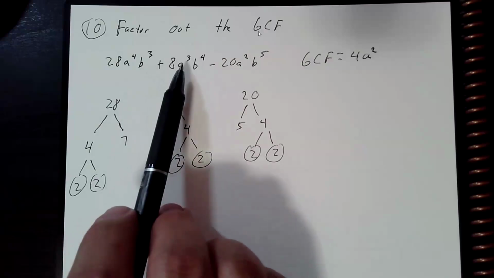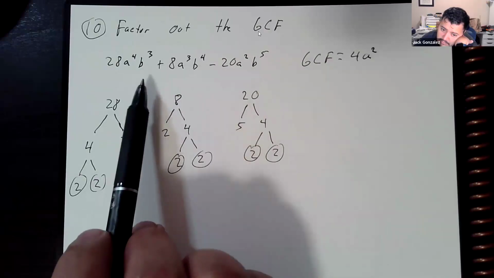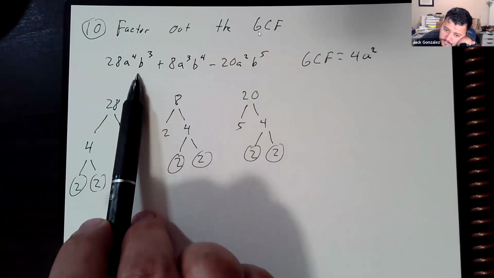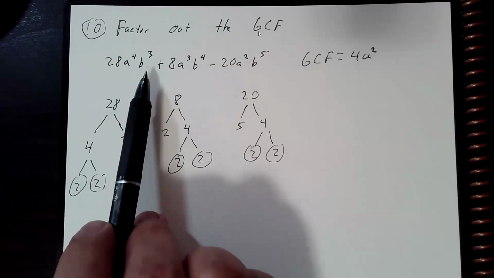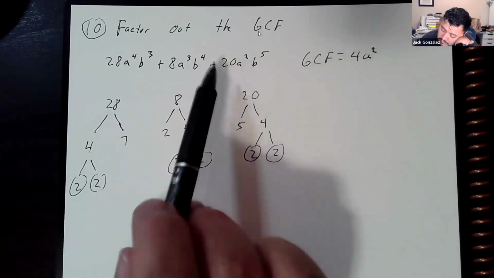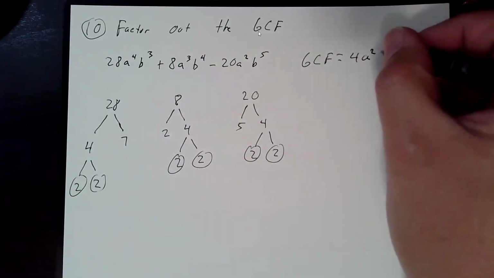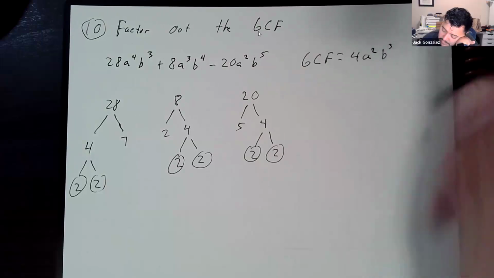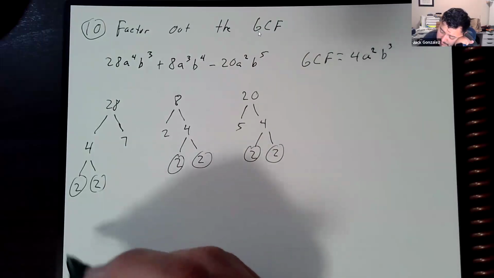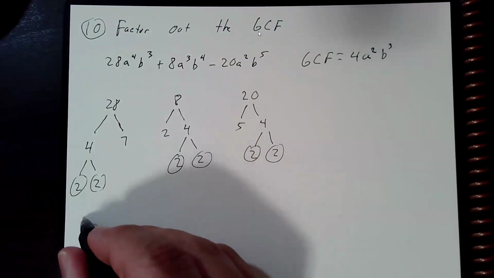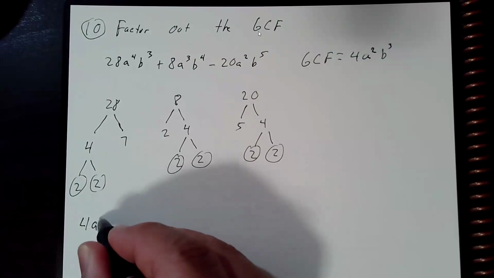So B3, B4, B5. So at most, they can only share 3 because that's the minimum. So they can only share 2. So here's the GCF. Any questions on finding the GCF before we pull it out? No, sir.